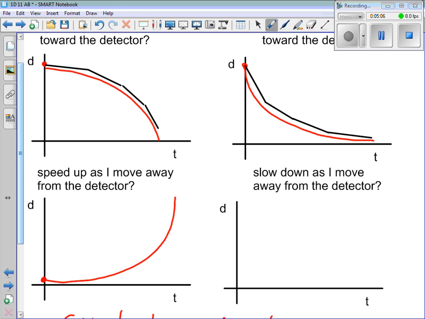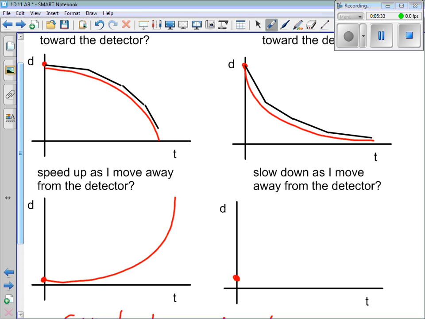All right, let's try this last one here. What if I slow down as I move away from the detector? What is this going to look like? Where am I going to start? Close to the detector or far from the detector? What do you think, Chris? Close or far? If I'm moving away, I got to start close. So I'll start close. Do I start off fast or slow if I'm slowing down?